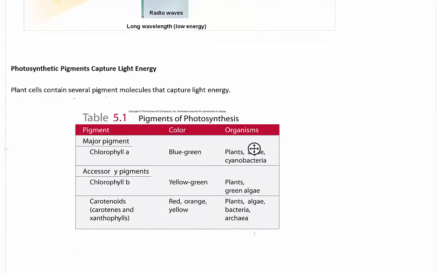Plant cells contain several pigment molecules that capture light energy. And the most abundant of these is chlorophyll A, which is a major pigment found in plants, algae, and cyanobacteria, and it is blue or green in color. Photosynthetic organisms also have several types of accessory pigments, which also capture light energy, and these include chlorophyll B, which is a yellow-green colored pigment in plants and green algae, and carotenoids, which is a red, orange, or yellow pigment found in plants, algae, bacteria, and archaea.